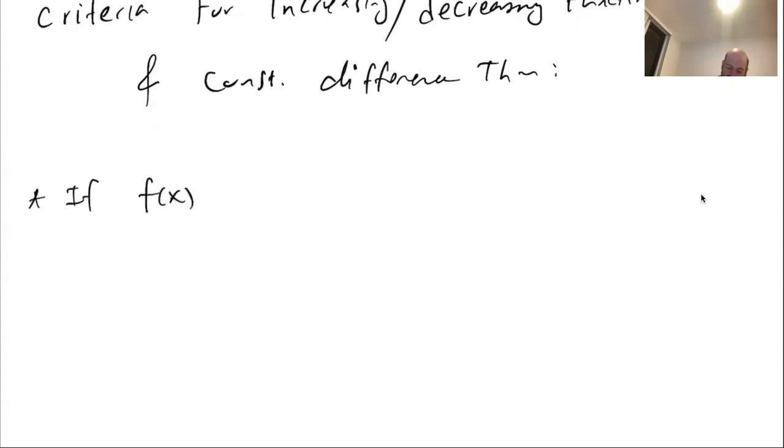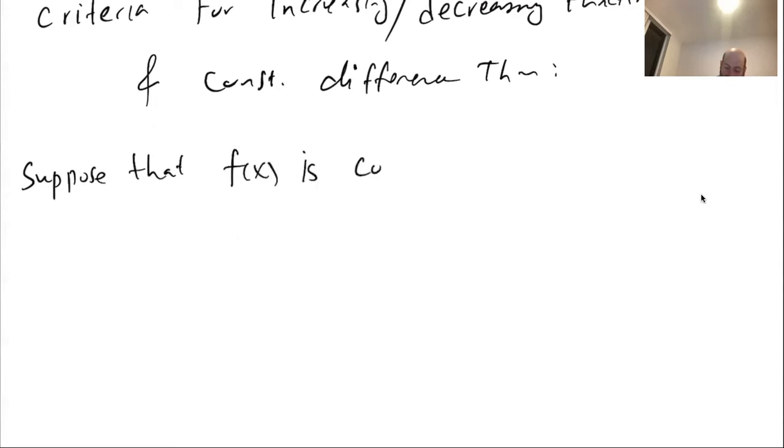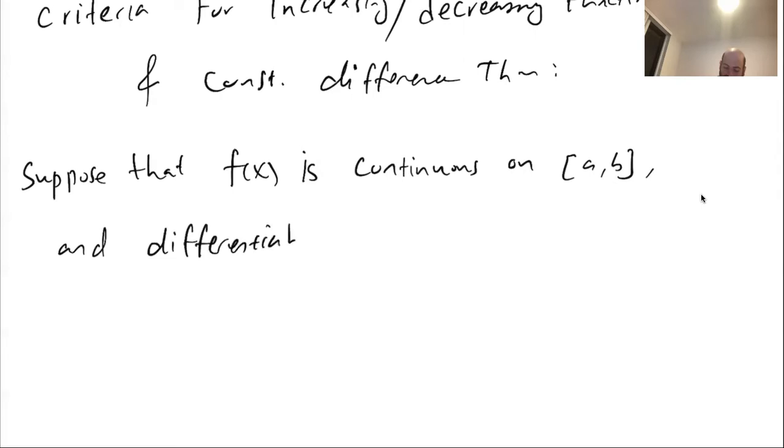So basically, we saw that, let me write down here as an assumption, suppose that f of x is continuous on the closed interval [a, b], and differentiable on the open interval (a, b).